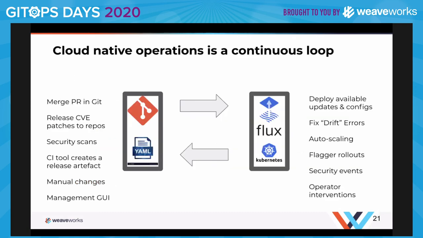And here's a key concept to take away. It's a continuous loop. This reconciliation loop, which is checking for changes and applying them all the time, just goes round and round and round forever, doing all of the things that are shown here all the time, indefinitely. And that is how we do operations at scale. So let's go to the next slide.